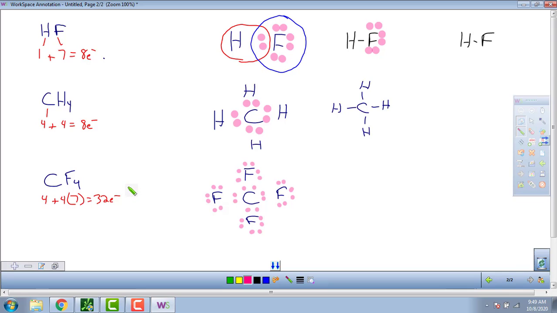every atom that wants 8 has 8. I see carbon has 8 around it, and all of the fluorines have 8 around them. Outside of this chapter, most of the time you'll see this written like that, where the electrons on the outside are understood.